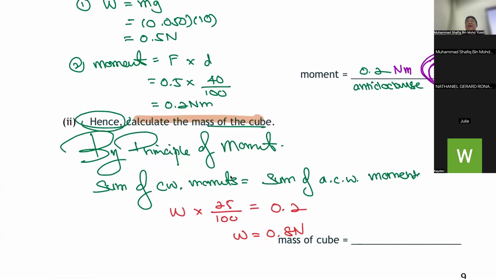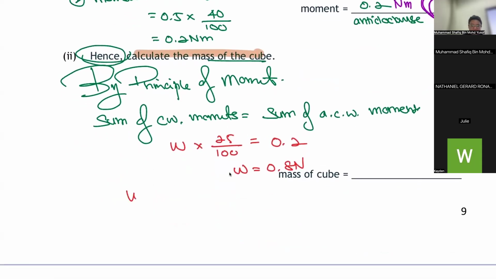Now, because they ask for mass. So what's the formula again? You must apply W equal to mg law again. Correct. Yep, correct. So mass is then W over g. So mass is 0.08 kg in this case.